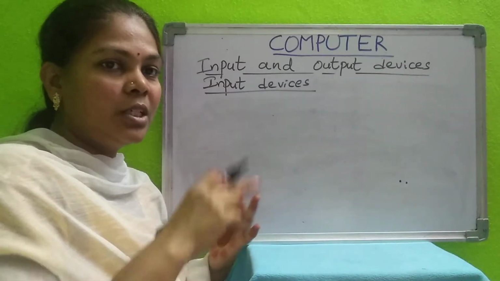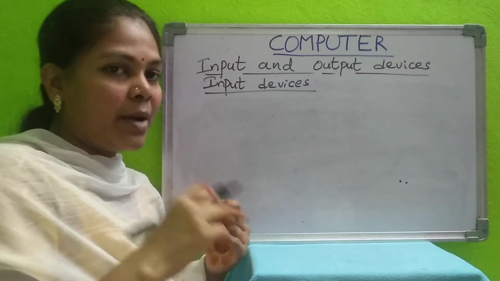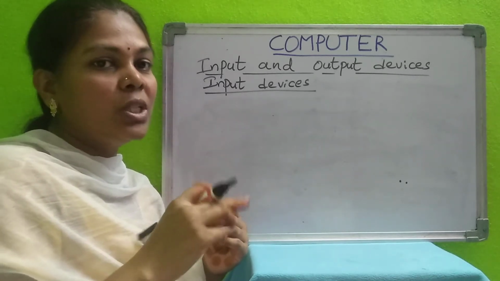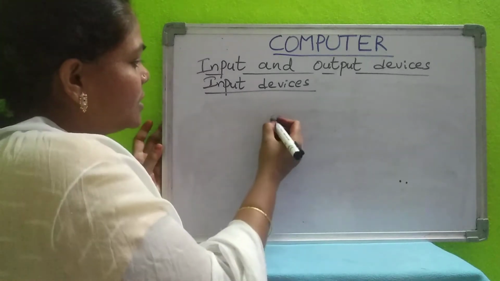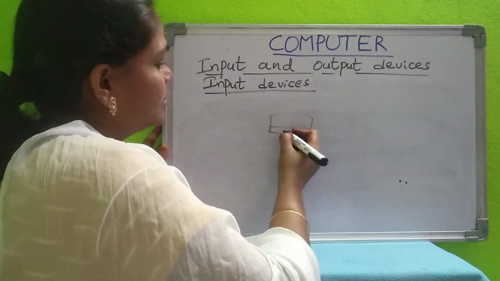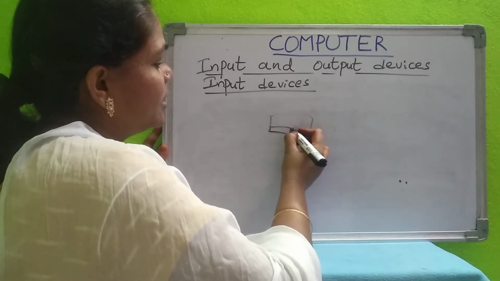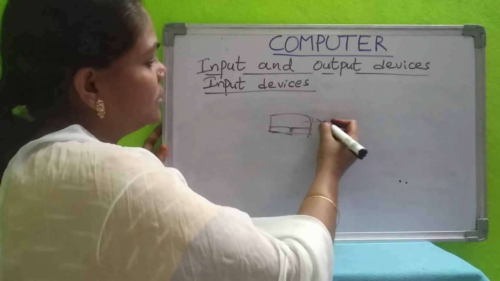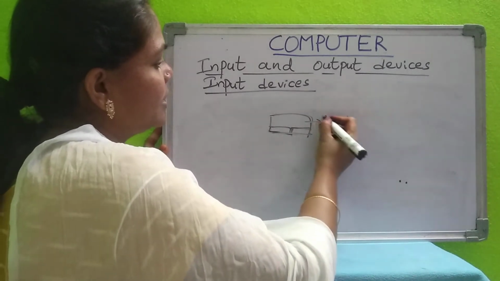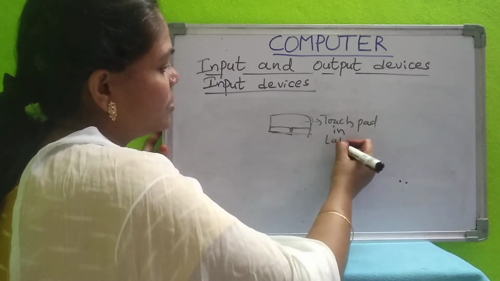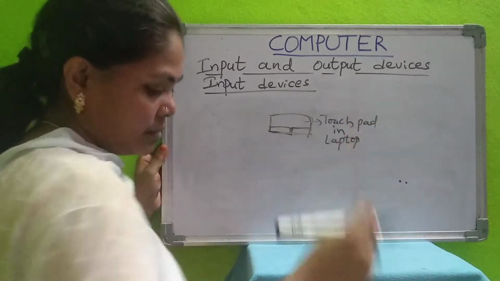The mouse we use with the desktop, or with the laptop also you can use a mouse. Instead of a mouse, in a laptop we use the touchpad. You have this touchpad with 2 keys, left button and right button here. Here you can move the mouse. This is the touchpad in a laptop. So instead of a mouse we use this touchpad.